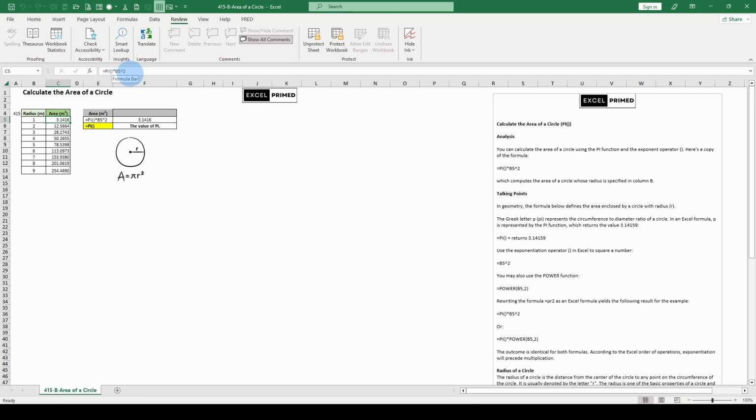Remember, in Excel, you have a priority. What's the highest priority? The caret here. In math, we're going to look at B5 squared first, and then we're going to multiply that times 3.1416.